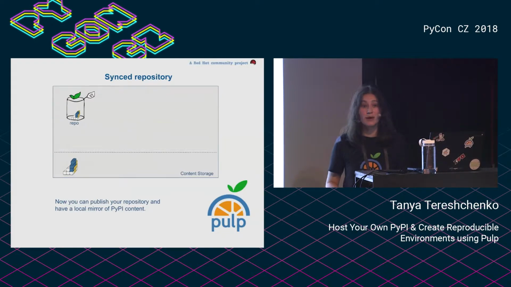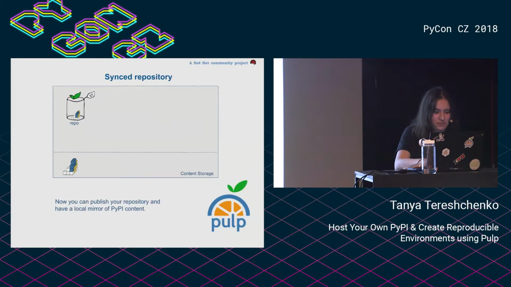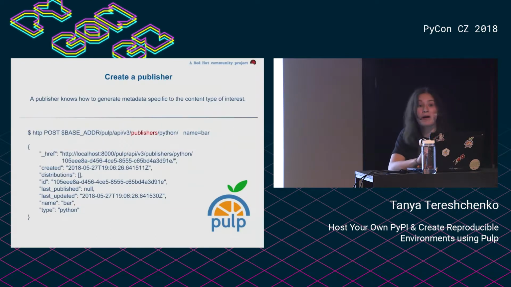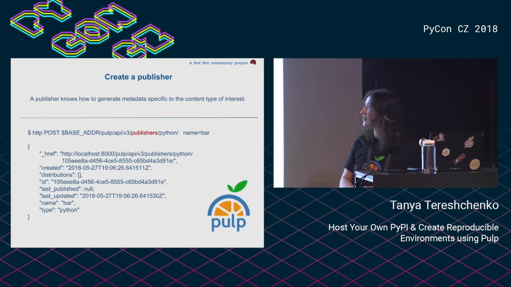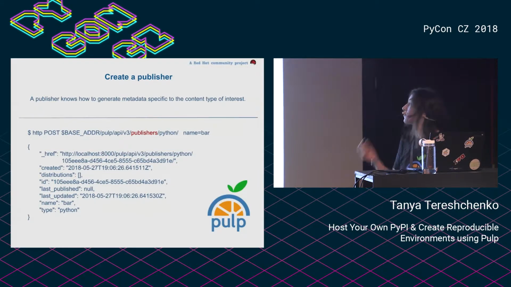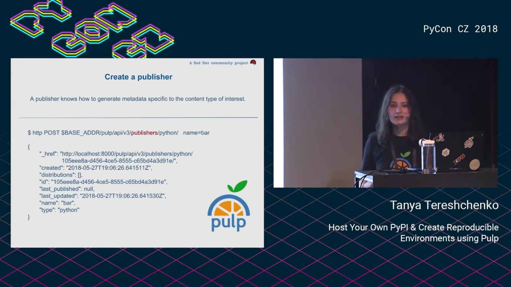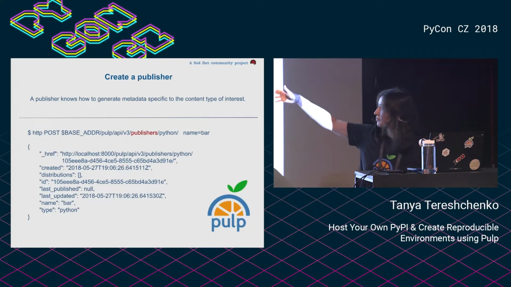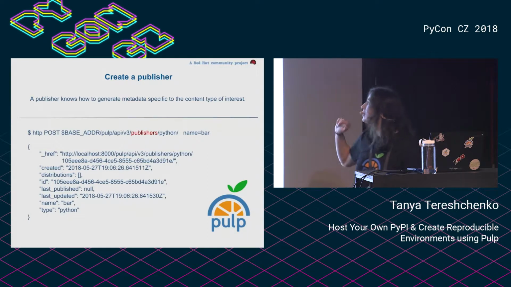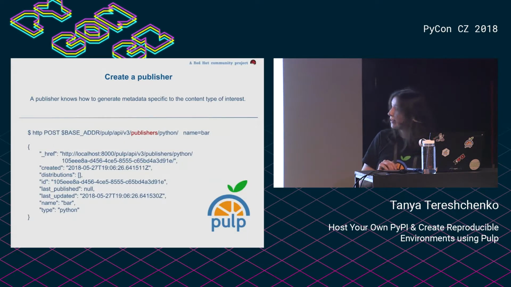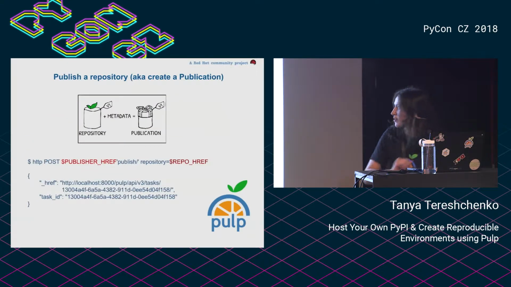Now we're ready to publish it and distribute. So we need a publisher. Publisher knows how to generate metadata, which is specific for this content type. So again, it's plugin specific. To create a publisher, it's very similar to remotes. We just use publisher's endpoint. We specify what we want, a Python one, and a name.